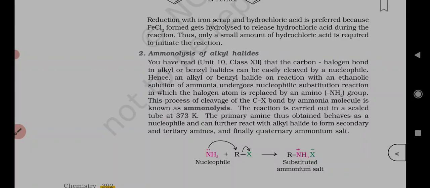So one thing you have to remember, that carbon halogen bond in alkyl or benzyl halides can be easily cleaved by a nucleophile. Hence, an alkyl or benzyl halide on reaction with an ethanolic solution of ammonia undergoes nucleophilic substitution reaction, in which the halogen atom is replaced by an amino NH2 group. This process of cleavage of the C-X bond by ammonia molecule is known as ammonolysis. The reaction is carried out in a sealed tube at 373 Kelvin. The primary amine thus obtained behaves as a nucleophile and can further react with the alkyl halides to form secondary, tertiary, and finally quaternary ammonium salts.